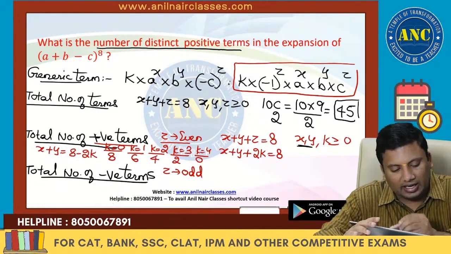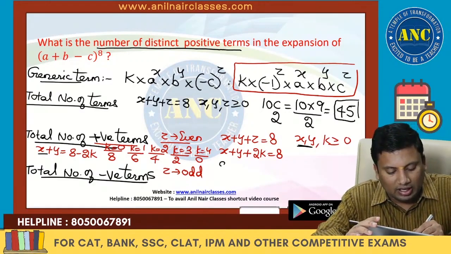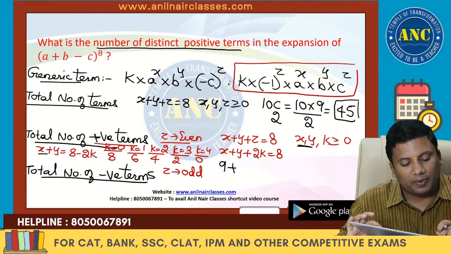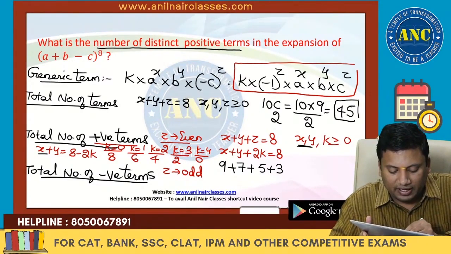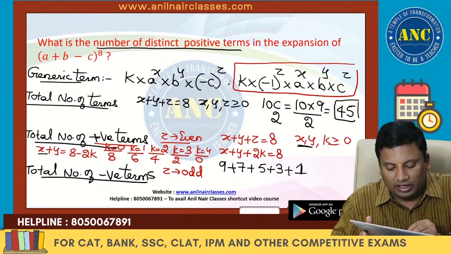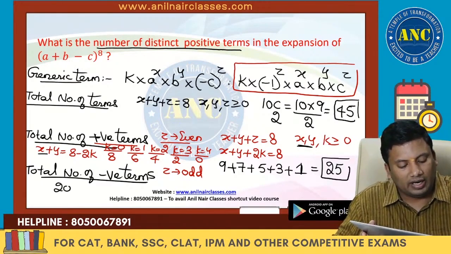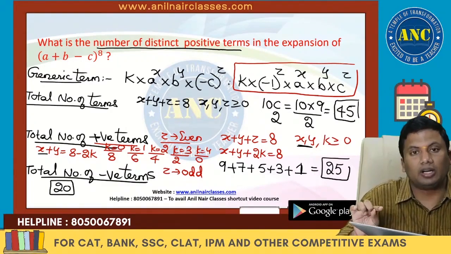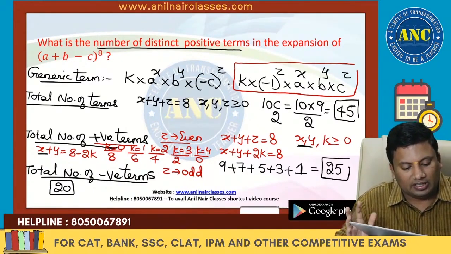x and y are greater than or equal to 0. For x plus y equal to 8, we get 8 plus 1, which is 9. For x plus y equal to 6, we get 7. So it is 9, 7, 5, 3, 1, and the total number of positive terms is 25. The total number of negative terms is the total number of terms minus the total number of positive terms, 45 minus 25, which is 20.